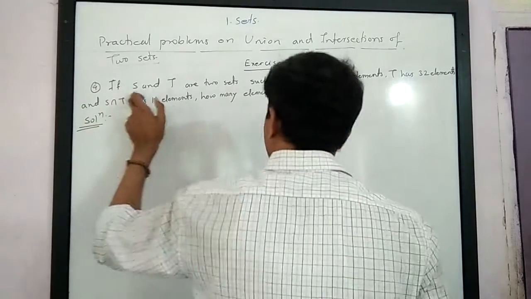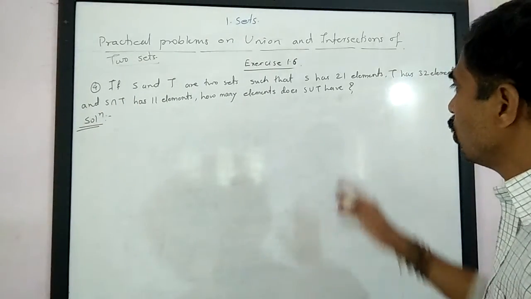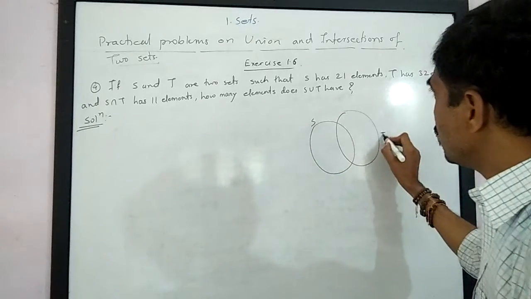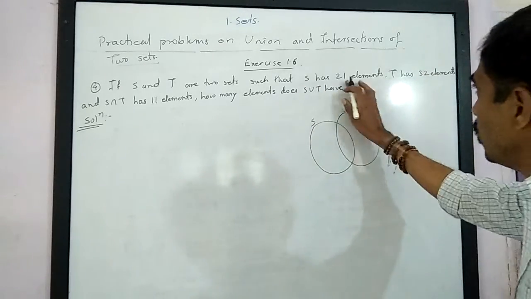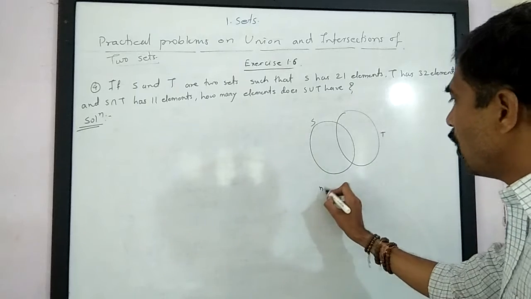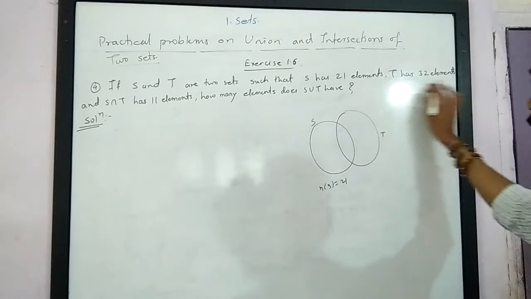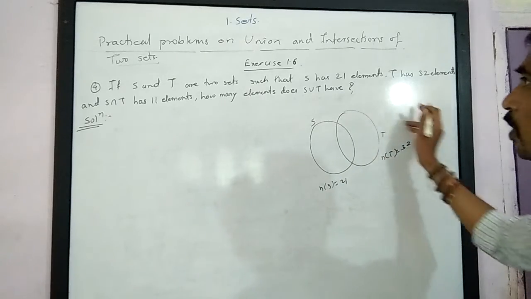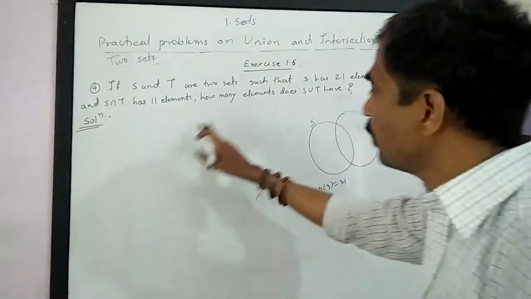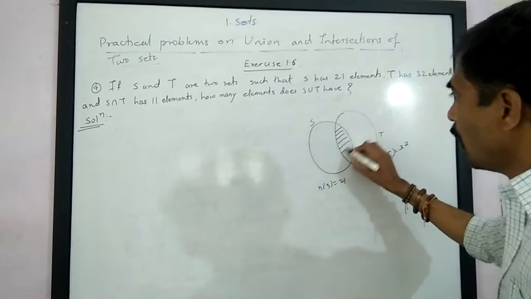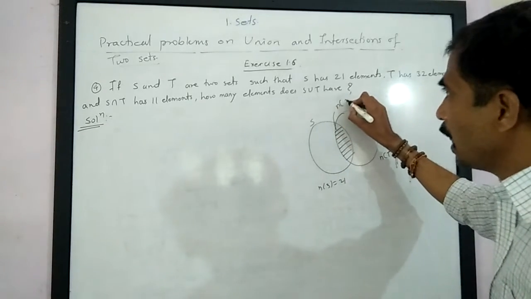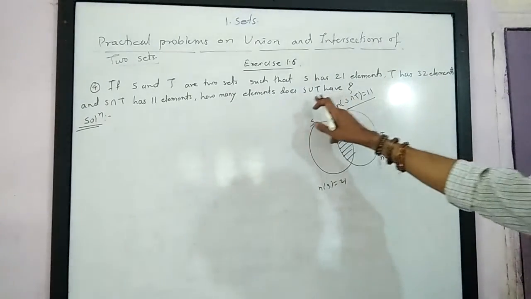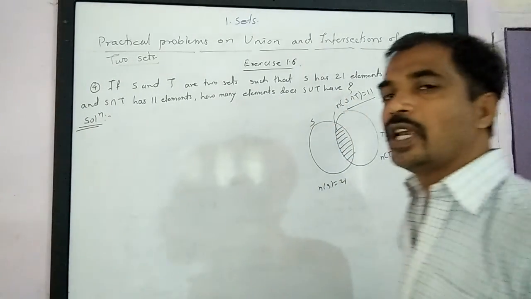Now see fourth question. If S and T are two sets, so understand this. These are two sets, one is S, other is T. S has 21 elements, so total elements in the circle, n of S, is equal to 21. Then T has 32 elements, number of elements in the second circle are 32. Now we are given S intersection T, so number of elements common to both is number of elements in S intersection T, that is equal to 11. This is given to us. How many elements does total S union T have?